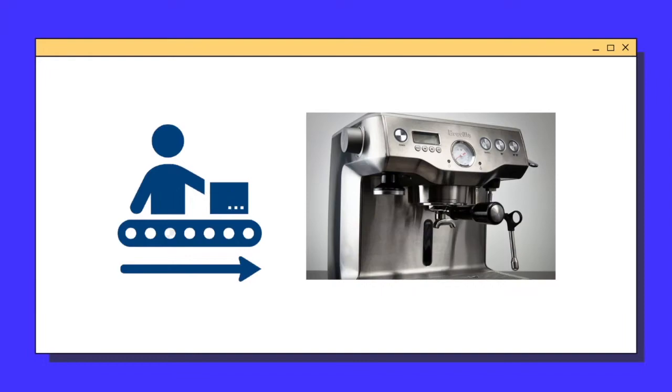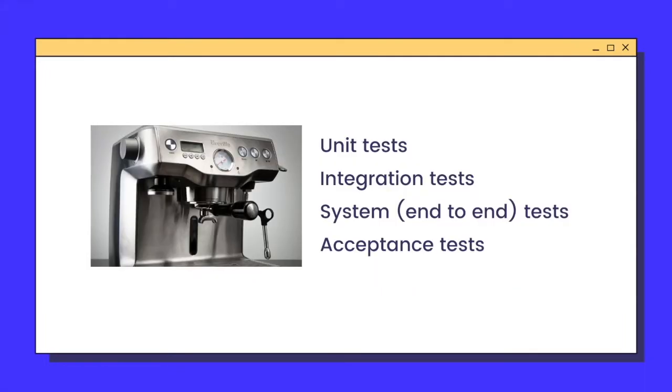So, unit tests ensure individual components work on their own. Does the heater work? Does the tank hold water? Integration tests ensure a few components work together. Does the heater heat the water in the tank? System end-to-end tests ensure everything works together. Does the coffee maker brew a cup of coffee?